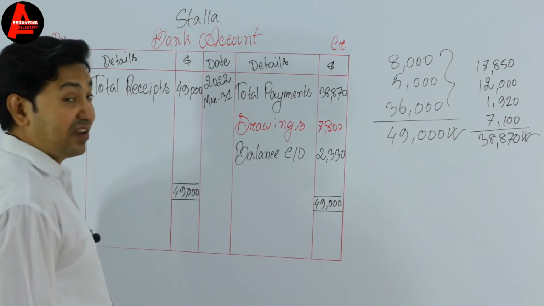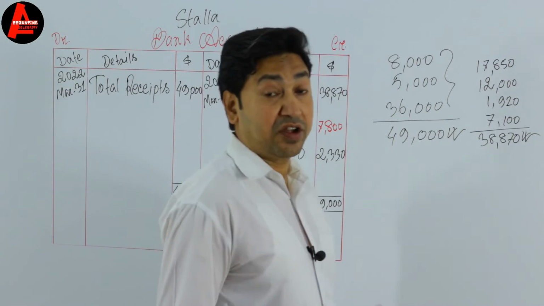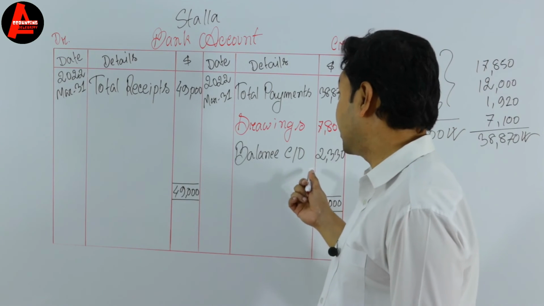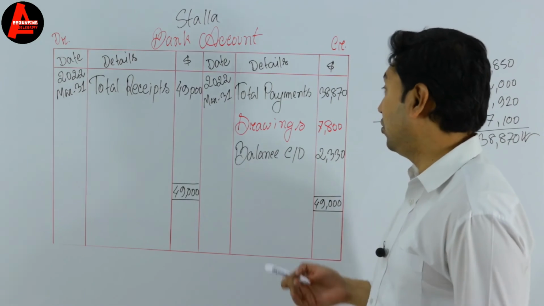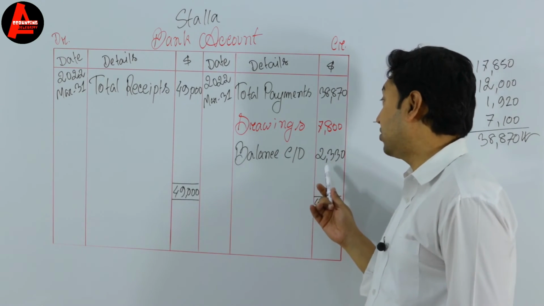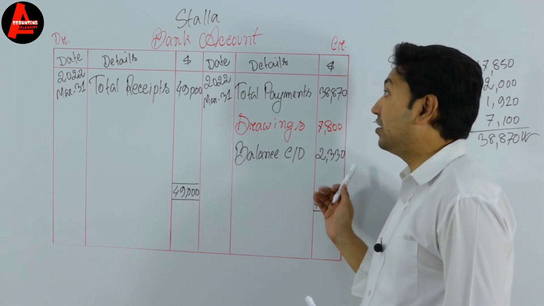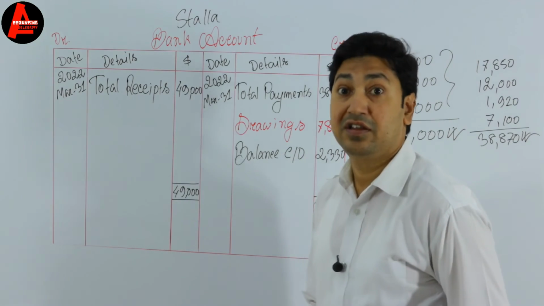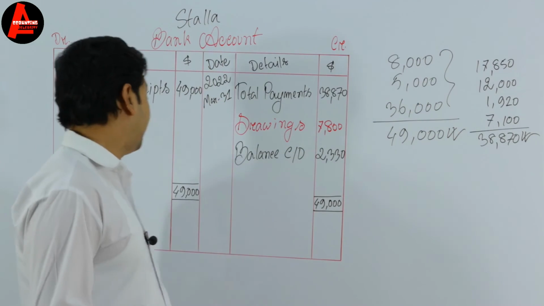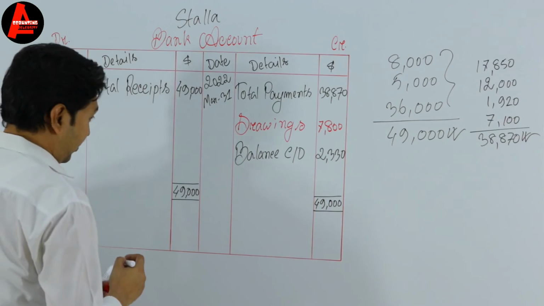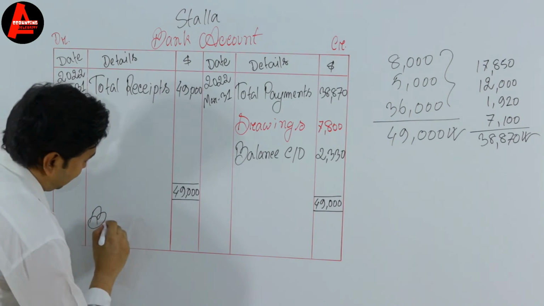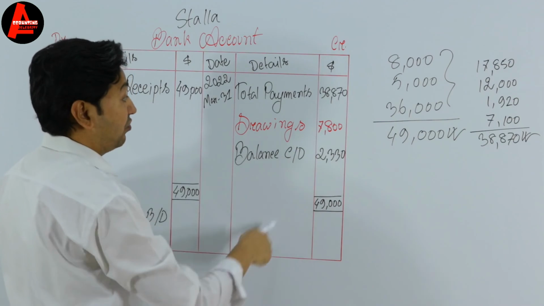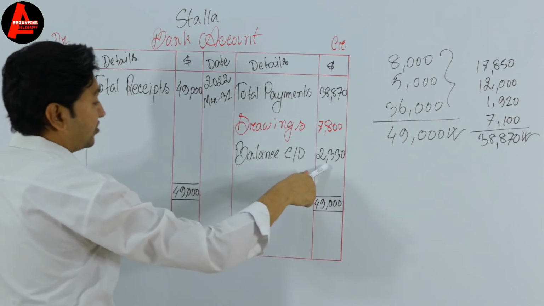Now it is a requirement of the question that we bring down the balance. We already carried down the balance, so now we will bring it down. On the credit side we have balance c/d $2,330. Now we go to the opposite side, the debit side, and below the total we write balance b/d, meaning balance brought down. Not the $7,800, but the closing balance of the bank, which is $2,330.